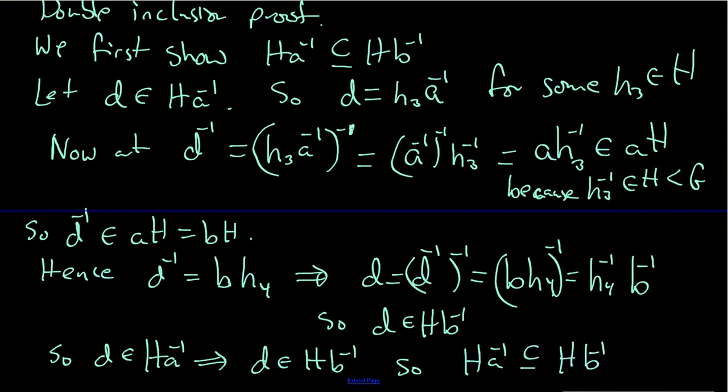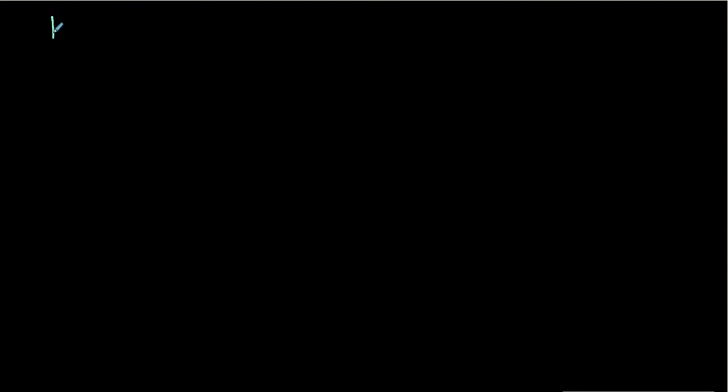Now, what I'd like you to do at this point is stop the recording, and I would like you to prove the other direction of inclusion. In other words, what I now want you to do is prove that HB inverse is a subset of HA inverse by modifying the proof that I just did. So stop the video and do that.